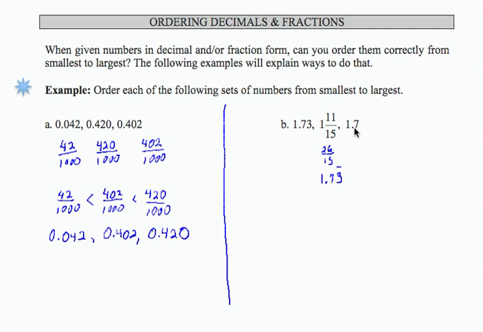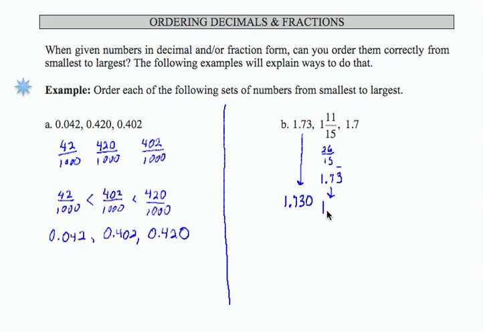So I have this 1.7 is to the tenths place. This 1.73 is to the hundredths place. This is also 1.73 to the hundredths place. So let me take each one of these to the thousandths place, and then we'll be able to compare them better. So that would be 1.730, because remember, we can add ending zeros with decimals and not change the value.